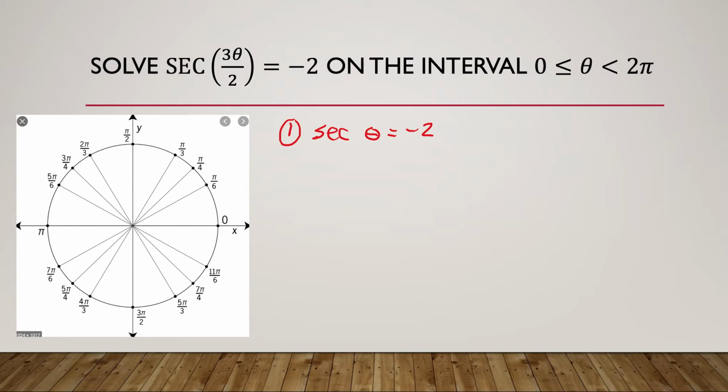All right, so I have to figure out where secant is equal to -2. I know from a memorized value that secant pi over 3 is equal to +2.